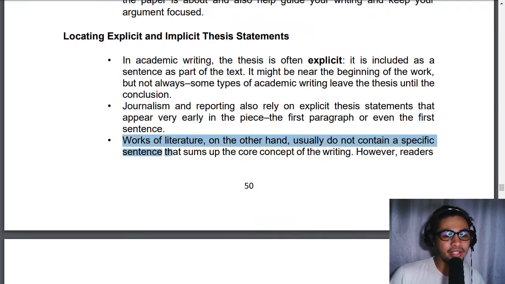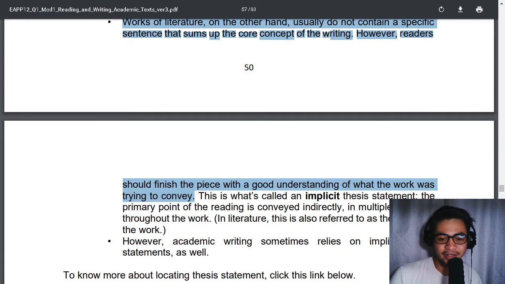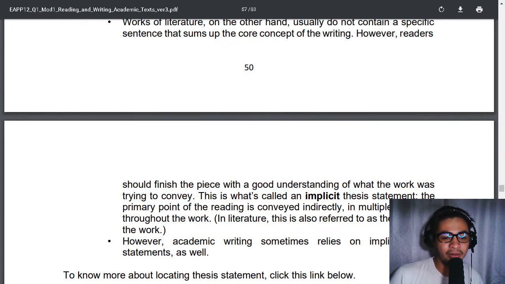Next is works of literature, on the other hand, usually do not contain a specific sentence that sums up the core concept of writing. However, readers should finish the piece with a good understanding of what the work was trying to convey. Yes, it could be. This is what we call implicit thesis statement. The primary point of the reading is conveyed indirectly in multiple locations throughout the work.